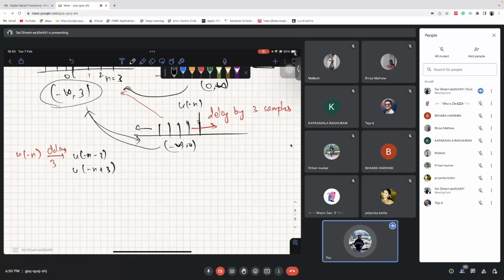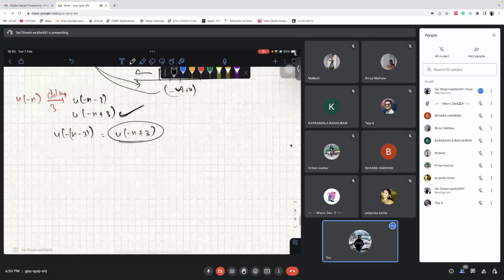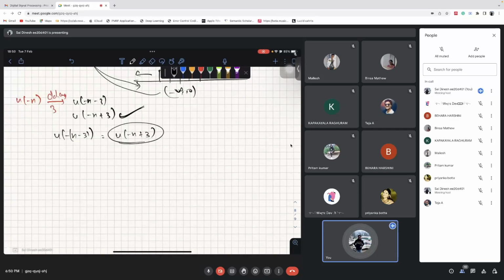We apply it to the independent variable only, right? So u of minus of n minus 3, which is u of minus n plus 3. This is the correct one. So this is the final answer. So what the question represented in terms of pn plus q: p equal to minus 1 and q equal to 3. Is this clear until now? Yes, sir. Clear, sir.